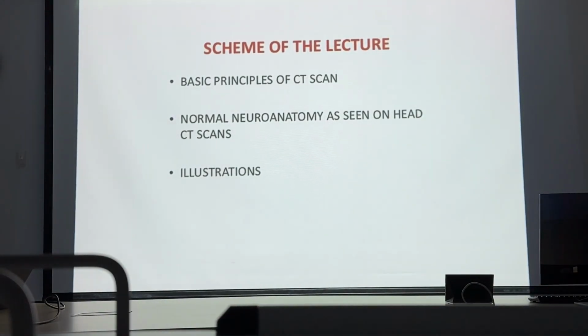We will talk in this short lecture about the basic principles of the CT scan. Then we'll go to the normal neuroanatomy as seen on head CT scans, supported by multiple illustrations. And in the second part of the talk, we'll cover the functional and lobar anatomy of the brain.